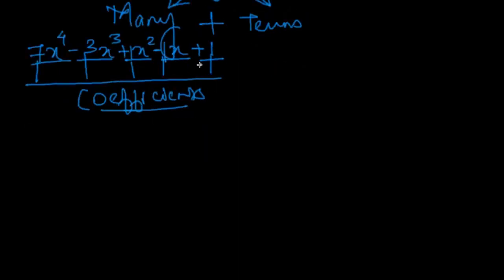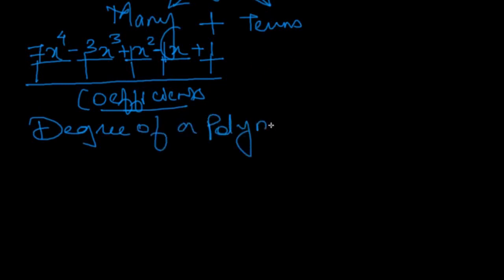The next thing that we are going to study is degree of a polynomial. So what is the degree of polynomial? The mathematical definition is it is the highest power of the variable in the polynomial expression. So let's understand it. We'll consider an example for this.